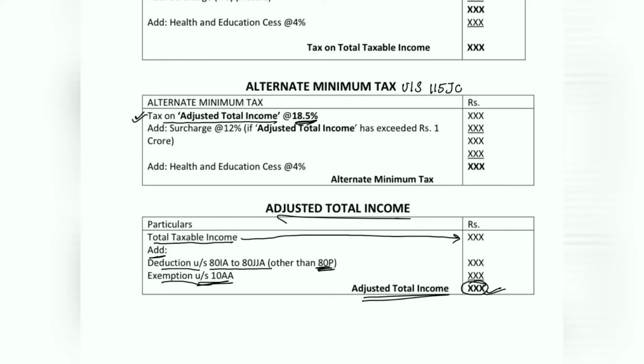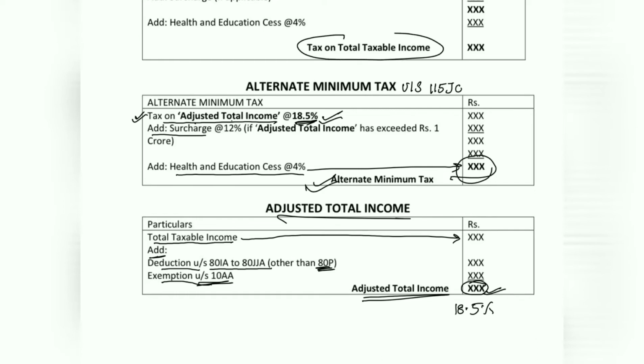This total income is calculated at the rate of 18.5% to get the value. So adjusted total income into 18.5% we will calculate. If the value has exceeded the limit of 1 crore, we will also calculate surcharge, if it is applicable only. We will add health and education cess at the rate of 4%. Whatever we get at the end will be called alternate minimum tax. So we will consider tax on total taxable income or alternate minimum tax, whichever is higher.